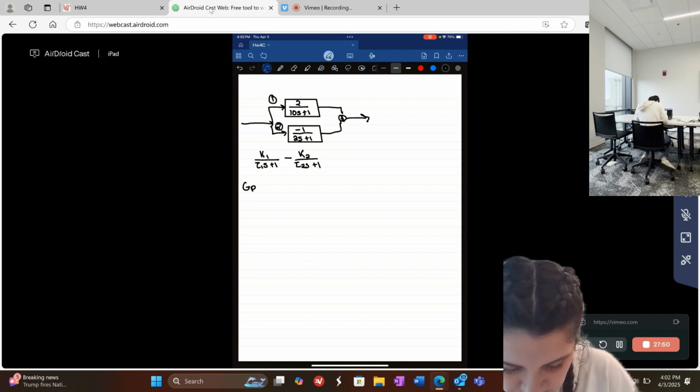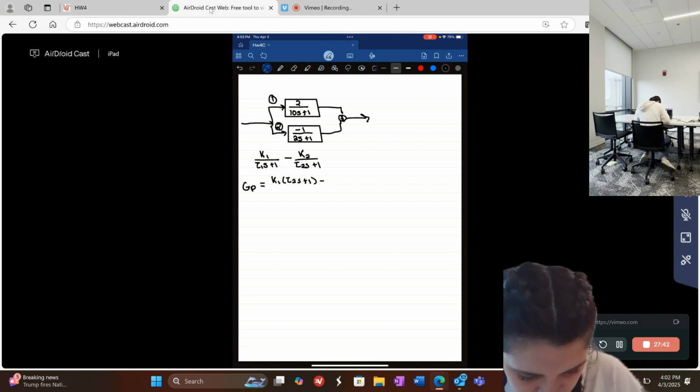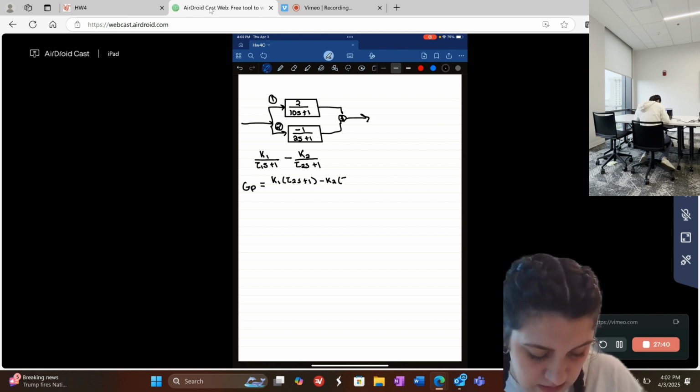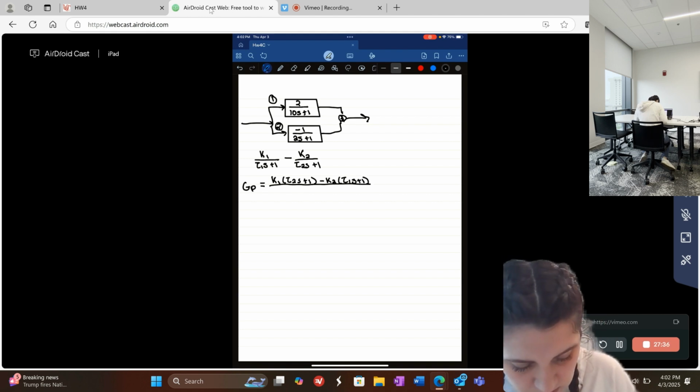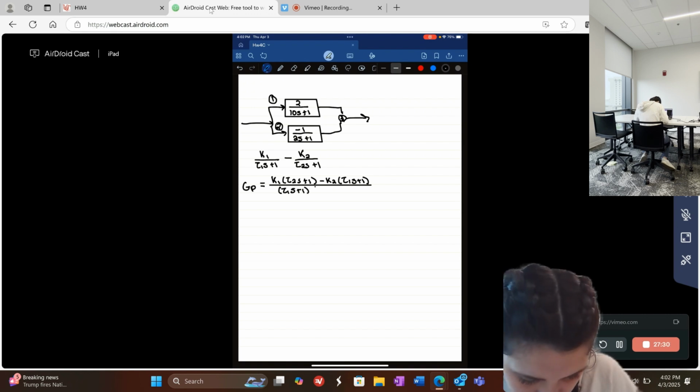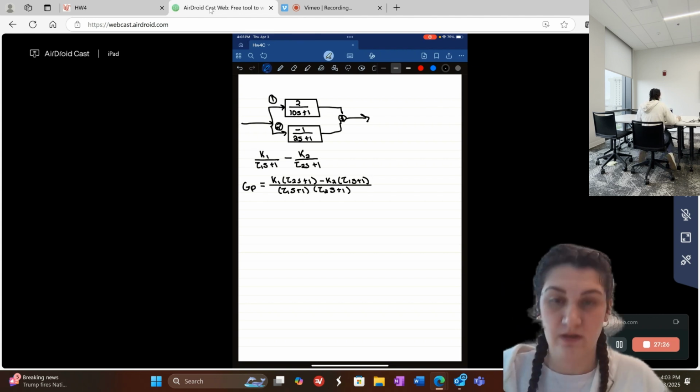So we say that GP is equal to K1 times tau 2s plus 1 minus K2 times tau 1s plus 1, all over tau 1s plus 1 times tau 2s plus 1.